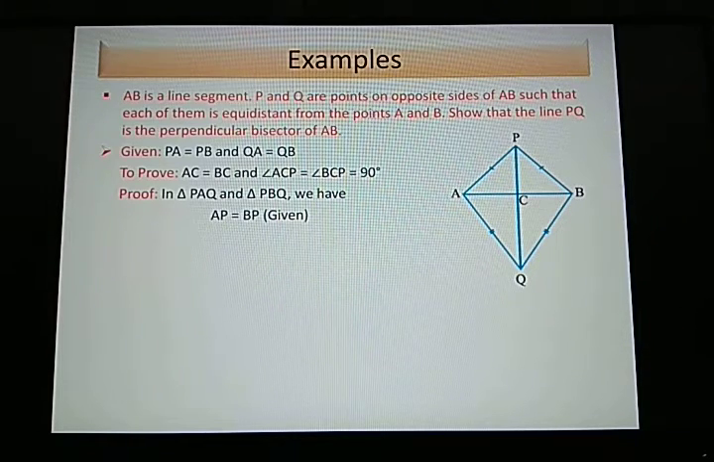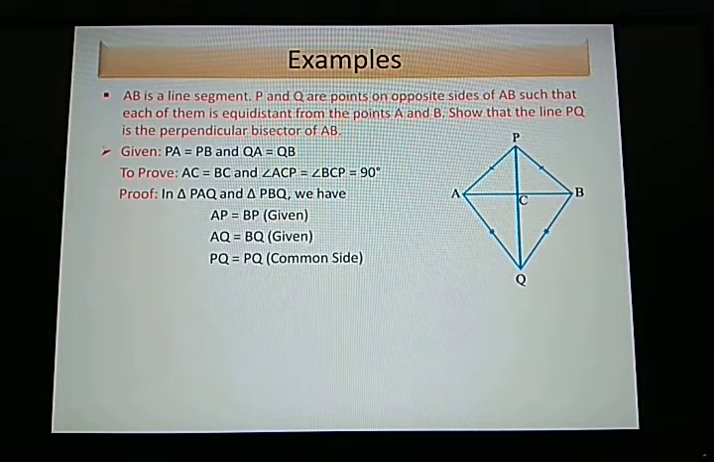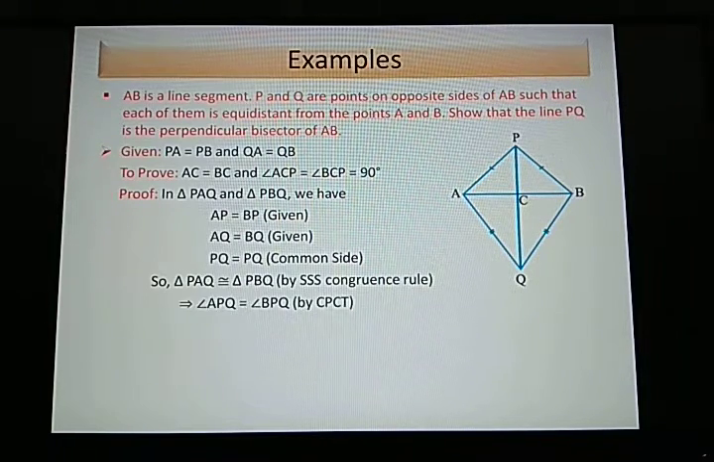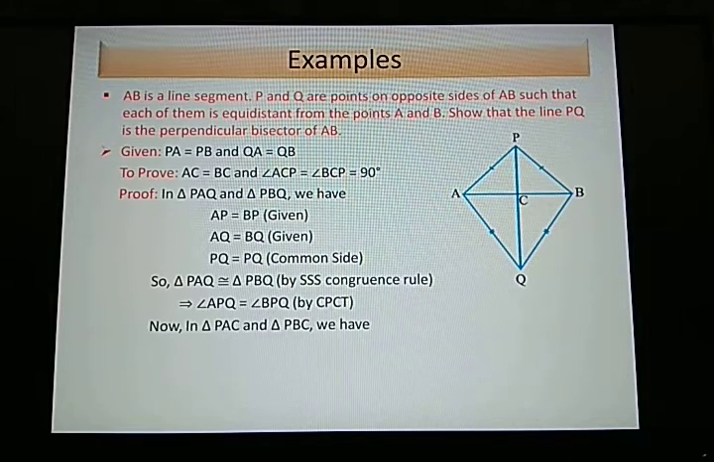Clear? This is given to us. AQ equals BQ. This is also given to us. And PQ equals PQ, which is the common side. So by the SSS congruence rule, these two triangles are congruent. Now from here, what can we infer? We can infer that angle APQ is equal to angle BPQ, by CPCT.